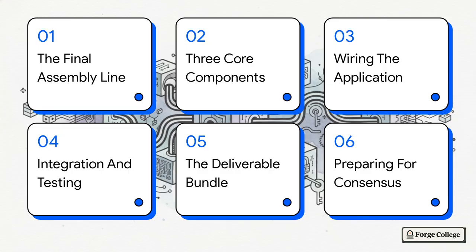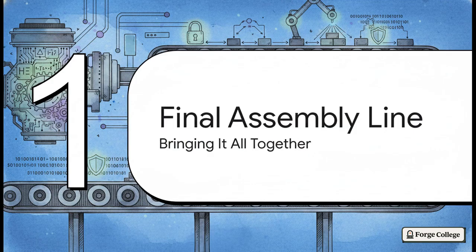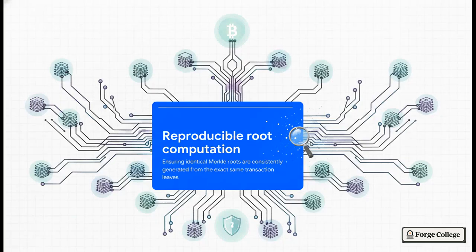Let's get moving. Section 1, the final assembly line, bringing it all together. Now, real quick, I just want to take a second and acknowledge the hard work you've poured into building these engines from scratch over the past few modules. Cryptography, hashing algorithms, mathematical proofs. Look, these aren't easy concepts, but you've engineered them perfectly.